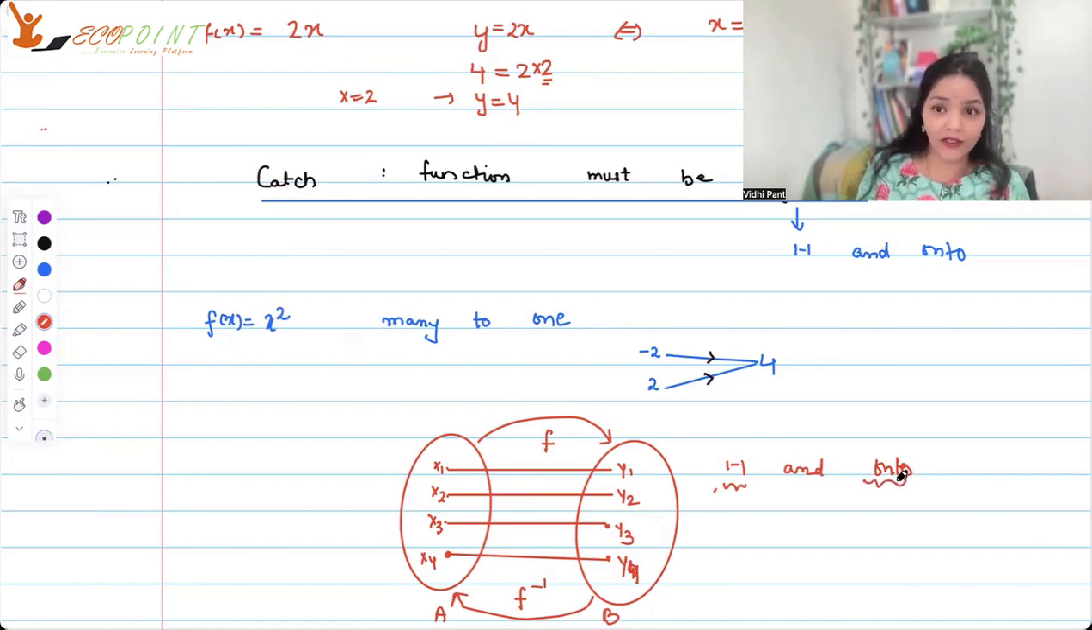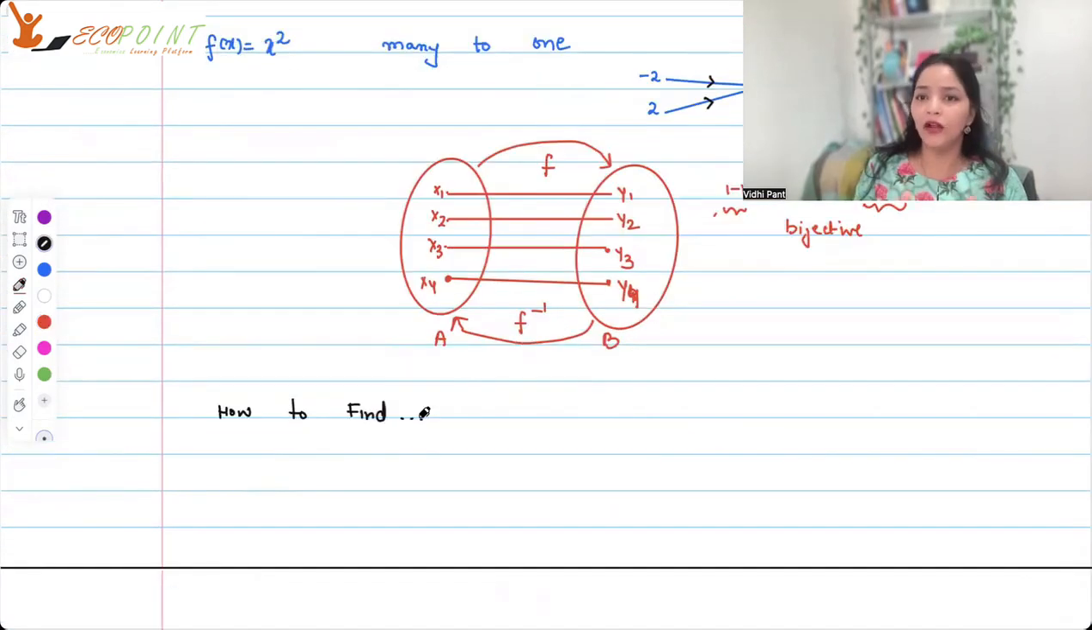One-to-one is very essential, but onto is also important here. So when the function is bijective, you can talk about inverse, existence of inverse. Let's now talk about how to find inverse. So there are 2-3 simple steps.